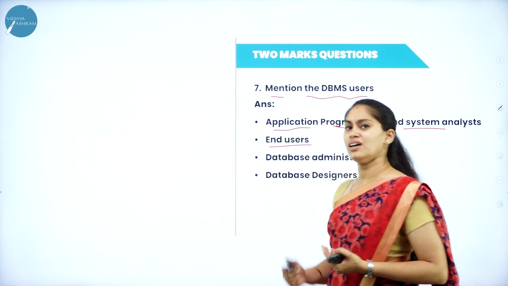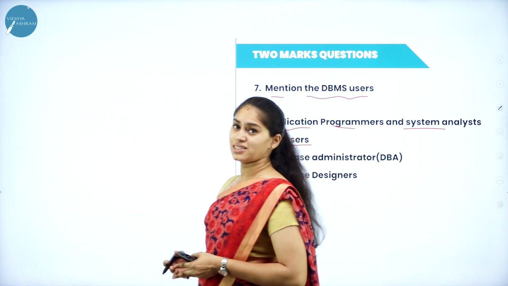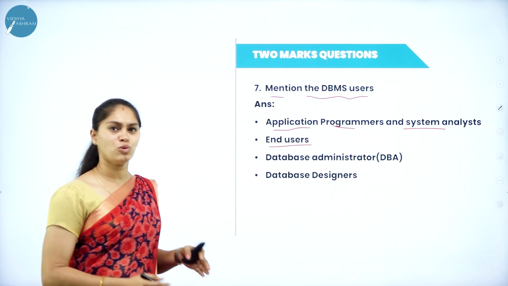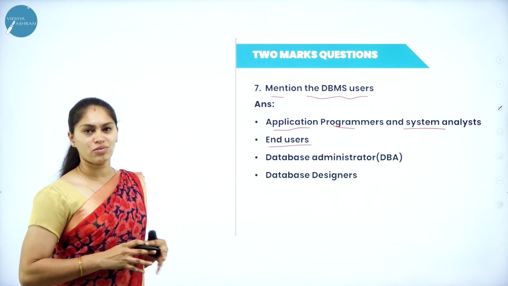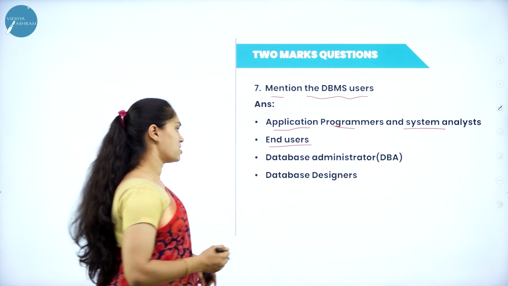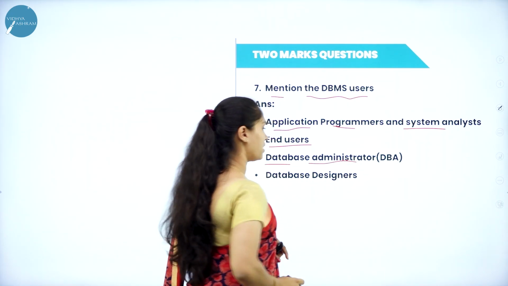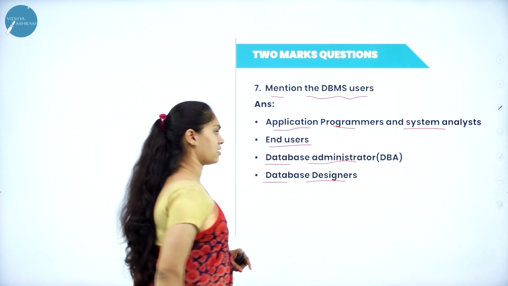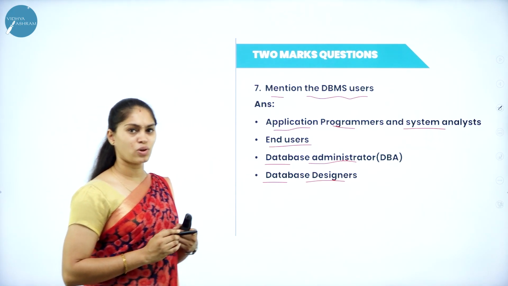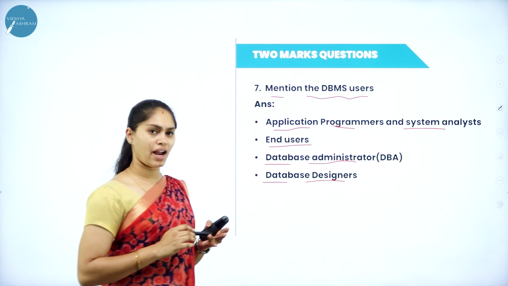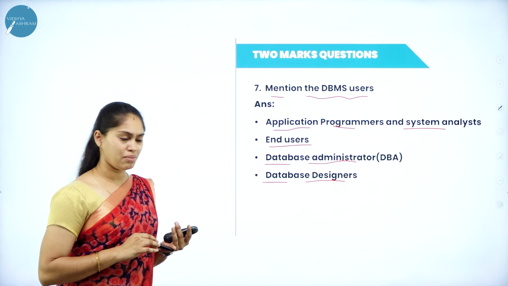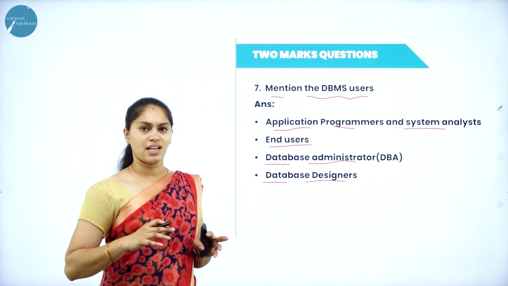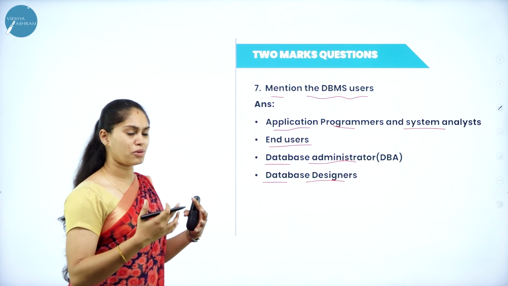If I am preparing some software, there must be some people who need to get the benefit out of that software. Then they are the end users. Then we have a database administrator, that is DBA, and also we have database designers. So we have application programmers, analysts, end users, the database administrator, and also a database designer. So how do we remember all these things?